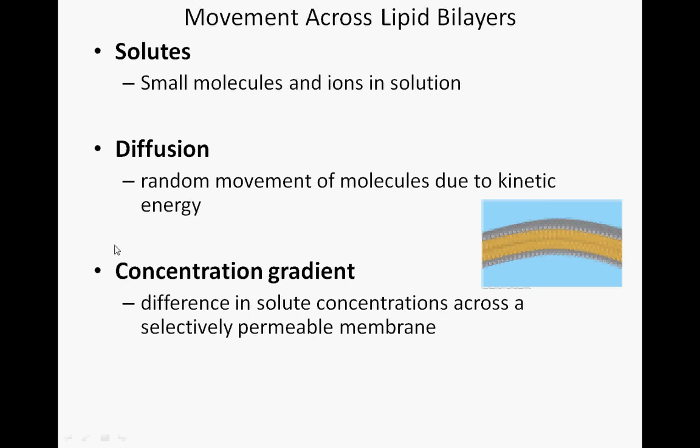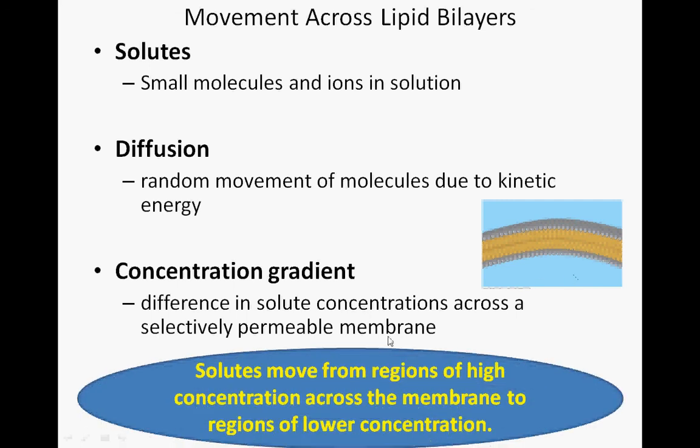And they'll do so in response to something called a concentration gradient. So if there's a whole bunch of a certain type of molecule out here and not very many in here, they will move from the higher area to the lower area until they're equalized out. So the point again is that solutes move from regions of high concentration to lower concentration across the membrane. If they're able to do that all by themselves, that's great.